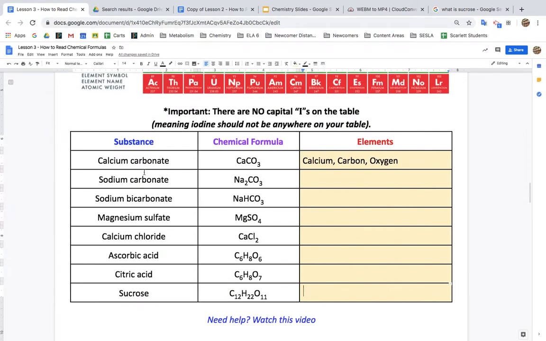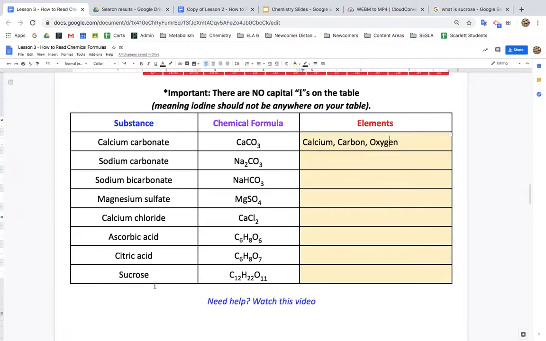Let's look at the first one as an example. Calcium carbonate had 1, 2, 3 elements. Count how many elements were in each of these substances, and whichever has the most elements, remember this one had 3, whichever has the most is going to be the substance that you're looking for. So you might write calcium chloride had the most elements, although it looks like calcium chloride only has 2, so it's probably not calcium chloride.